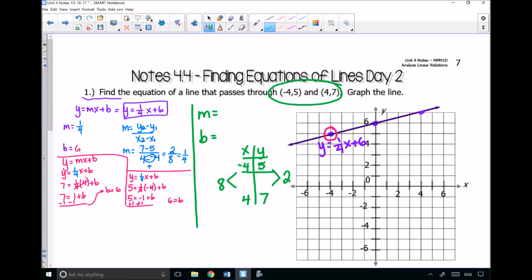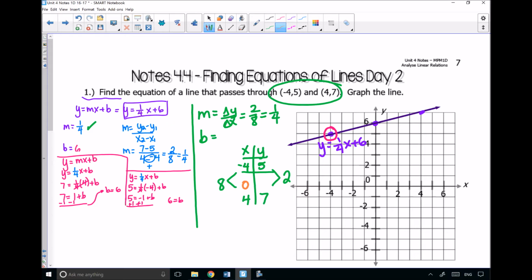So my slope is the change in y over the change in x, which is 2 over 8, or simply 1/4, which is exactly what we got here. But the question is, what's my y-intercept? Well, if I work backwards, my y-intercept is going to occur when x is 0, right? So I'm going to fill in 0 right here.